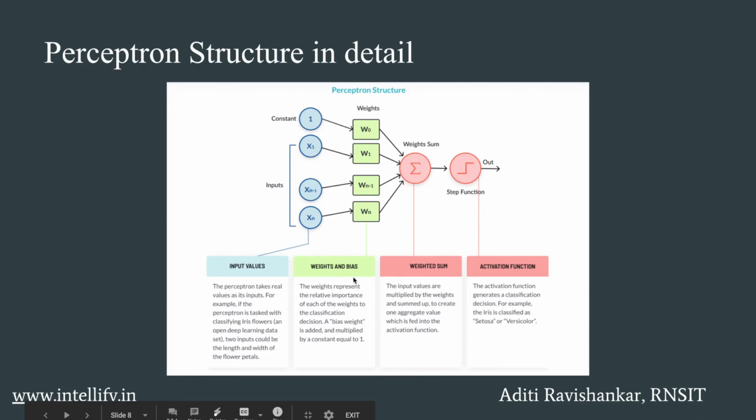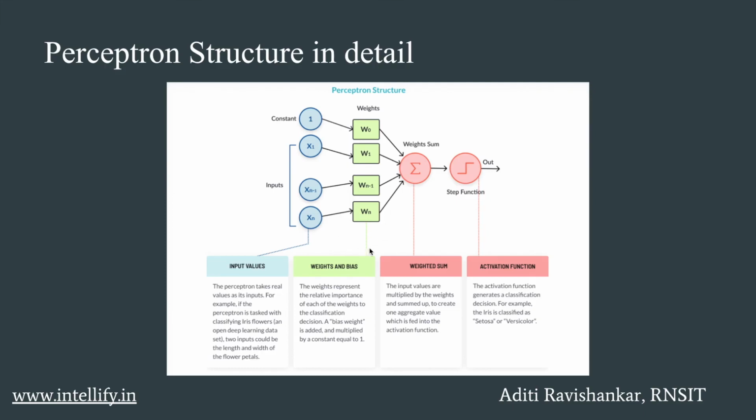Now let us come to the weights and bias. This is very important to understand. The weights represent the relative importance of each of the inputs to the classification decision. So the weights give some sort of importance to the inputs, and a bias weight is added and multiplied by a constant equal to 1. We already saw what bias was in that example. So this is what is explained over here.